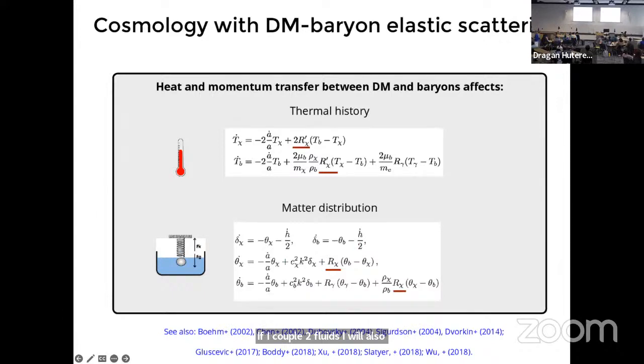And then in addition, if I couple two fluids, I will also exchange heat between them, right? So now I'm putting in thermal contact my cold dark matter with baryons, and through them with photons as well. And maybe I heat up my dark matter through these interactions at some point in cosmic history. This is the background of the whole story of what the observables look like.